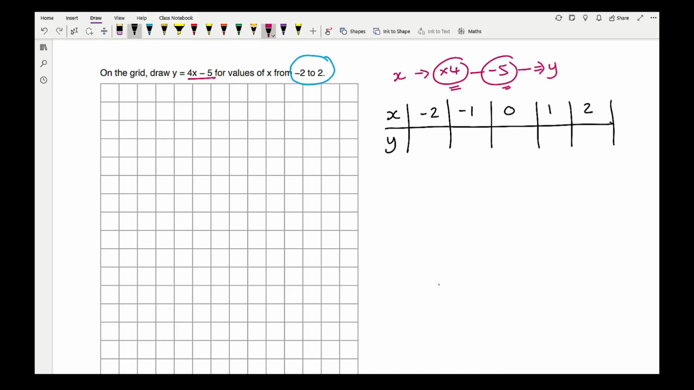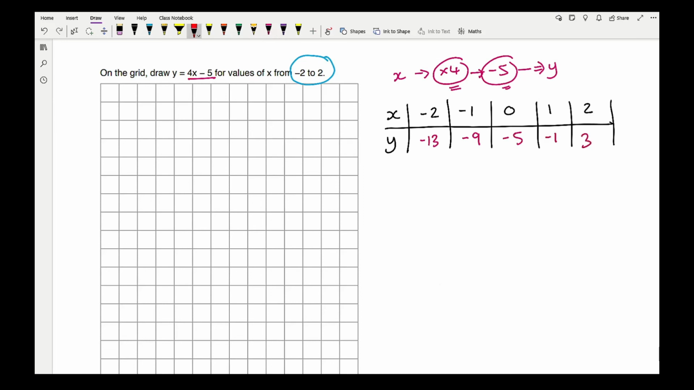I don't know why I put minus 5, so let's just get rid of that. Oh no, it's not -5, it's just take away 5, I can't read my own handwriting. So here we've got -2 times 4, which is -8, take away 5, which is -13. Then I've got -1 times 4, which is -4, take away 5 is -9, and then 0 times 4 is 0, take away 5 is -5, and then 1 times 4 is 4, take away 5 is -1, and 2 times 4, which is 8, take away 5 is 3.